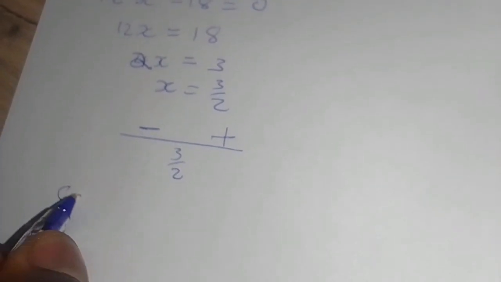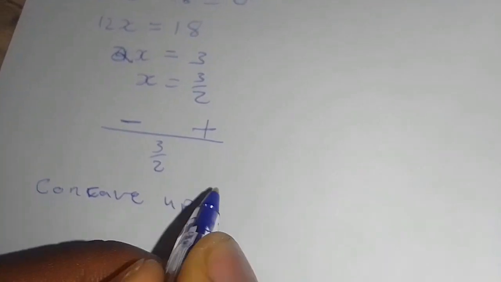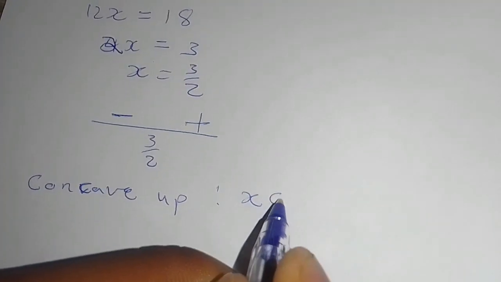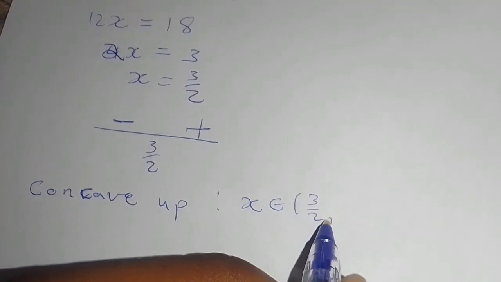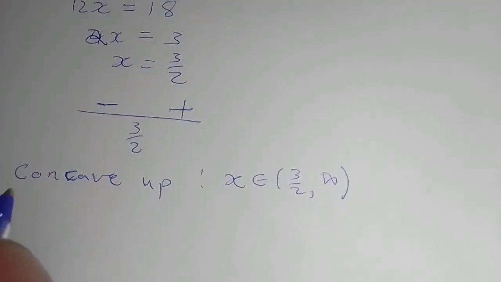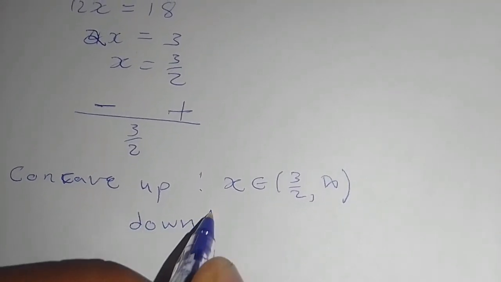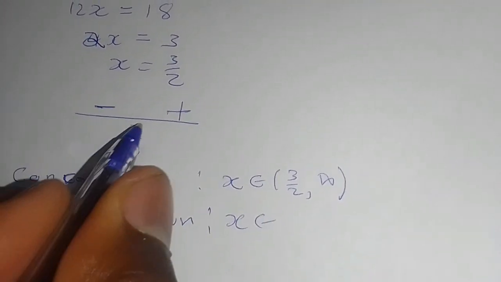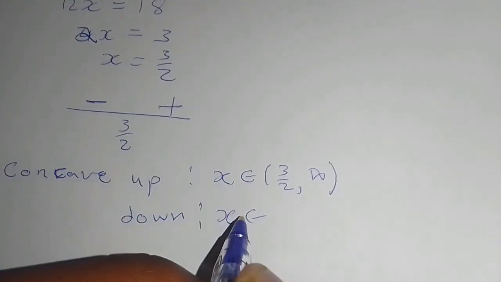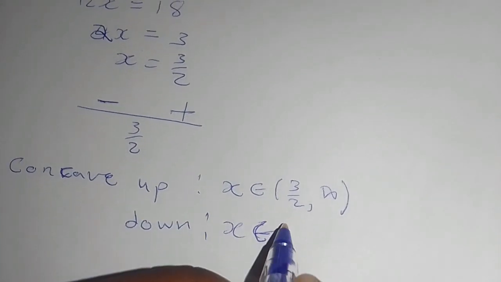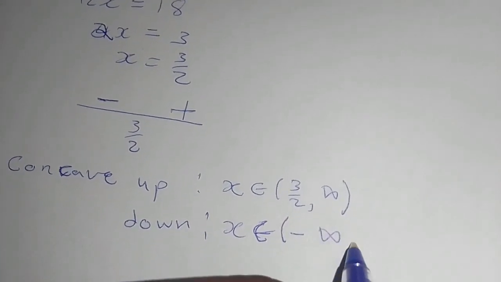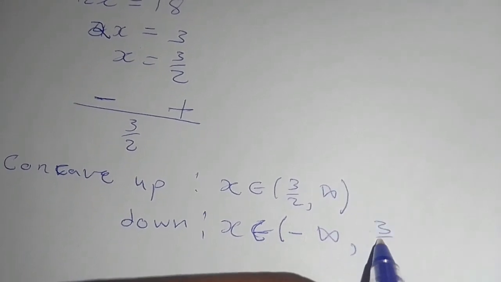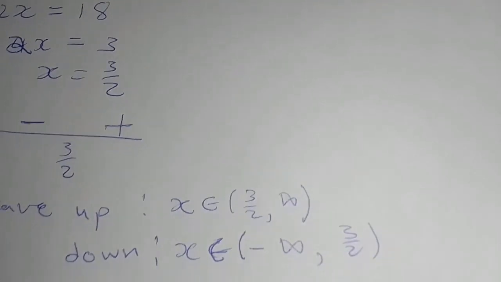So then you can basically tell that for concave upwards, you have all x values larger than 3 over 2. That's where it will be concave upwards. And for concave downwards, we expect all values less than 3 over 2, where the second derivative is negative. So it's from minus infinity to 3 over 2. That's where the function will be concave downwards.